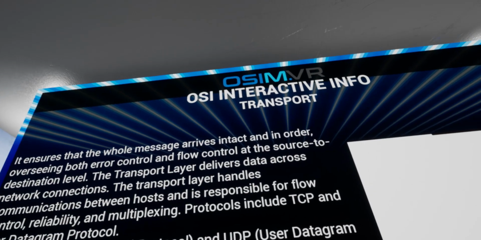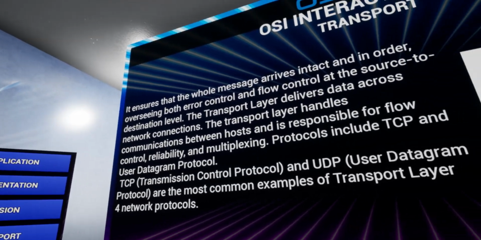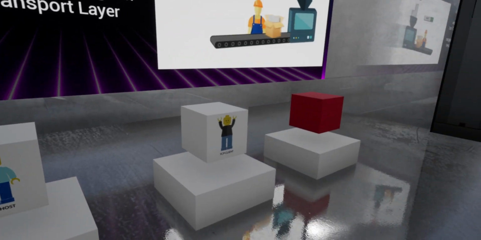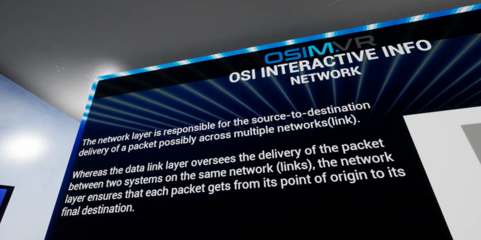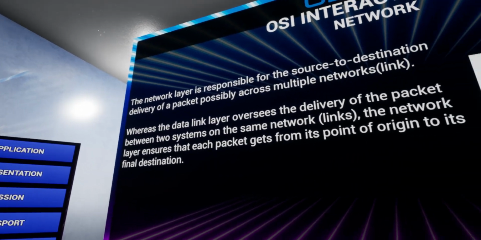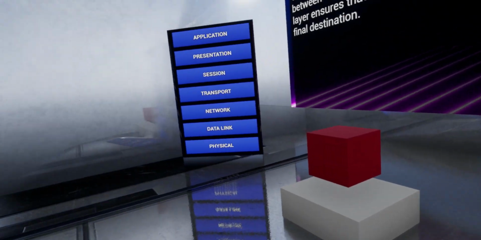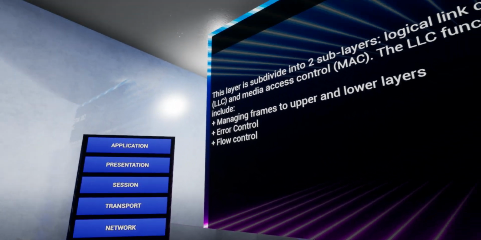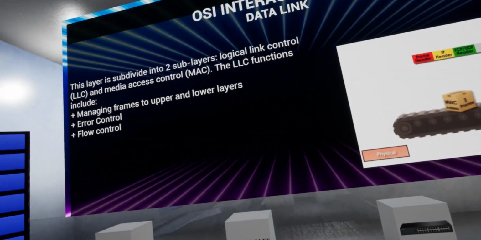The 4th layer of the OSI model is the transport layer. The transport layer is responsible for source to destination. The 3rd layer of the OSI model is the network layer. The network layer is responsible for. The 2nd layer of the OSI model is the data link layer.